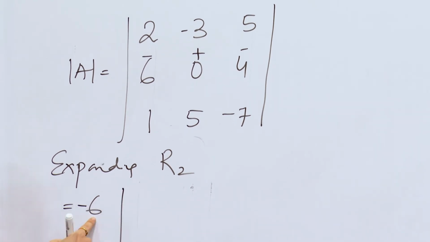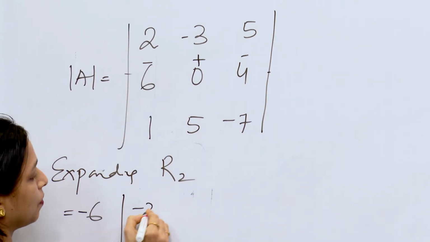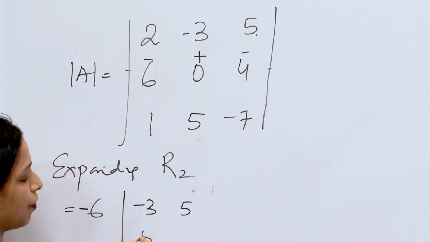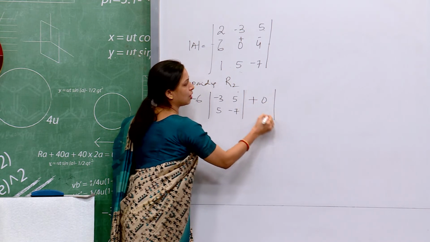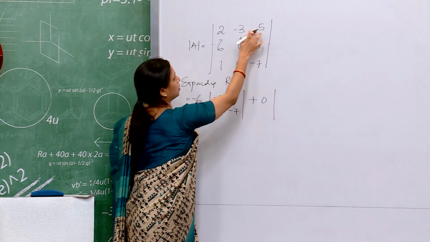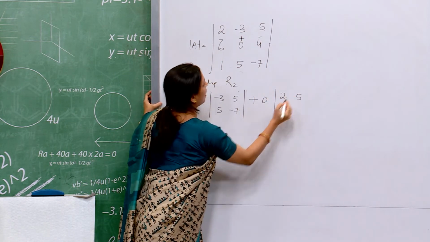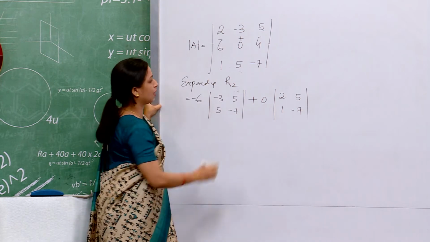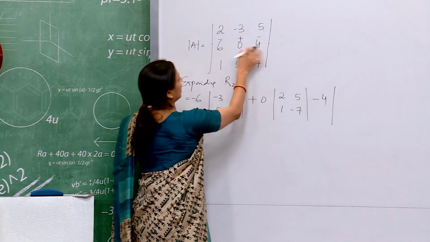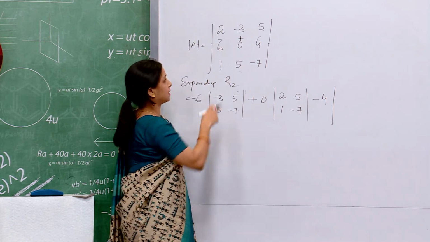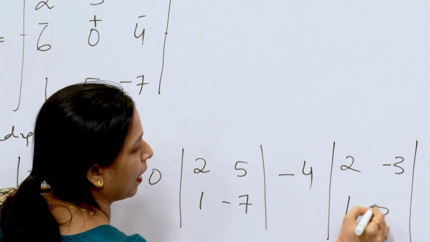So minus 6, the element, and the determinant, I've told you to delete the row and column in which the element exists. So that means minus 3, 5, 5, minus 7, right? 0. So 0's positional sign is plus 0. So the ultimate result will be 0, but still for your understanding, I'm putting the determinant elements. So here, this is the row and column. So the resultant elements are 2, 5, 1, minus 7, right? Now we take the third one. The positional sign is minus, minus 4. And the determinant that we get by deleting the row and the column in which the element exists, 2, minus 3, and 1, and 5, right?